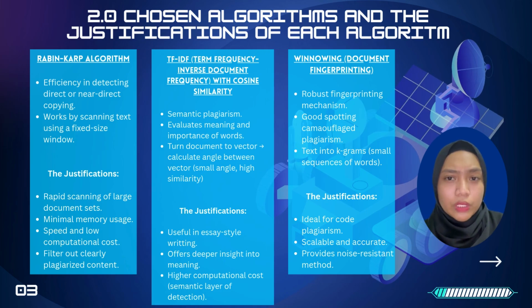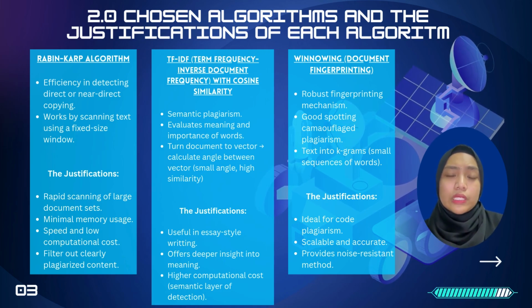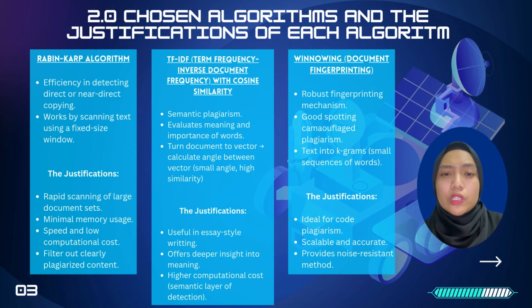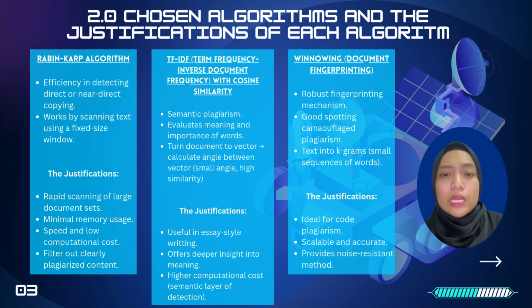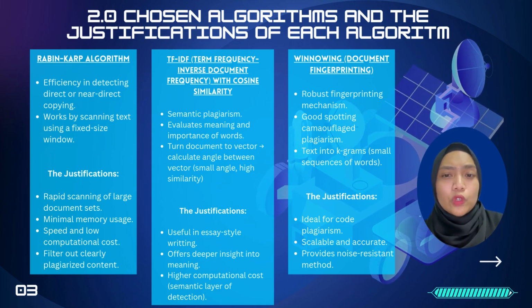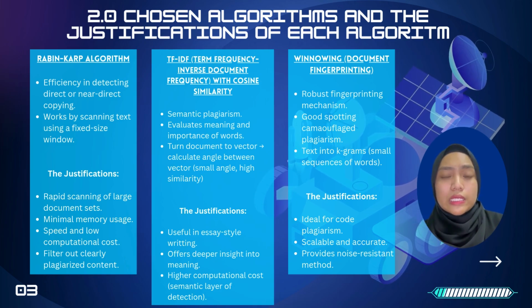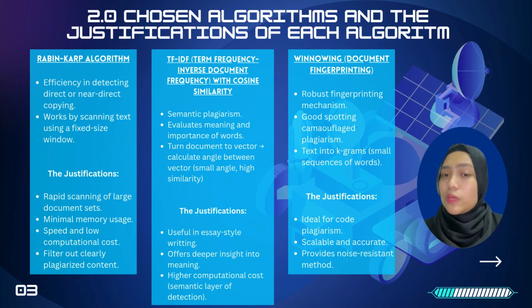Winnowing begins with pre-processing and then breaks the text into k-grams, which are small sequences of words. Each sequence is hashed and the lowest value in each sliding window is selected as a fingerprint. These fingerprints act as a signature of the document. If 2 documents share multiple fingerprints, the system flags them, even if punctuation, order, or formatting has been altered. This makes winnowing ideal for code plagiarism and large academic data sets.